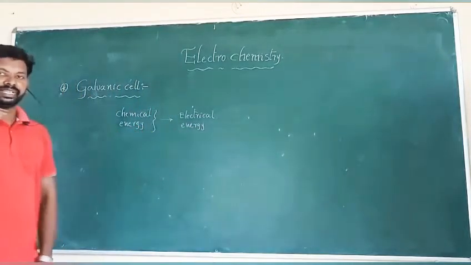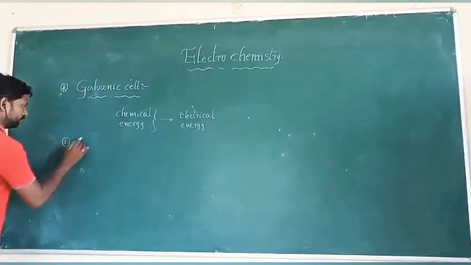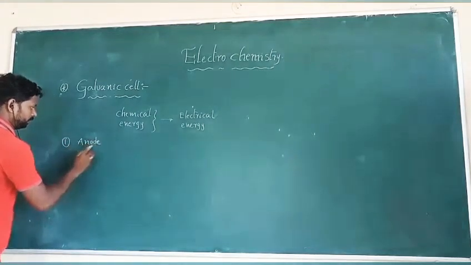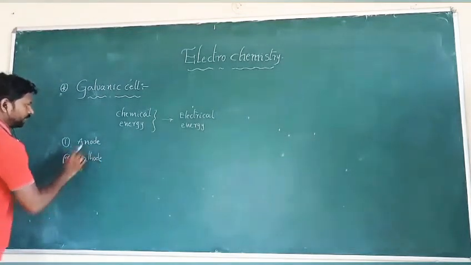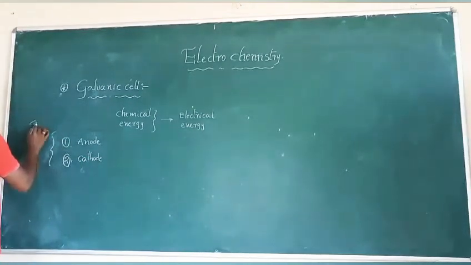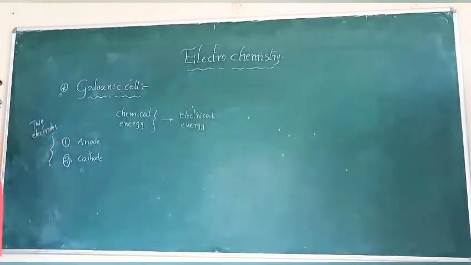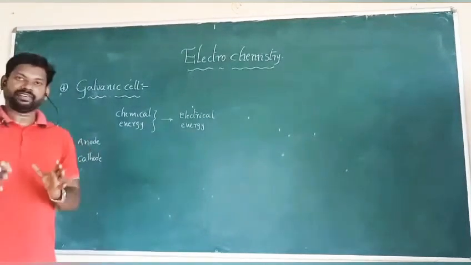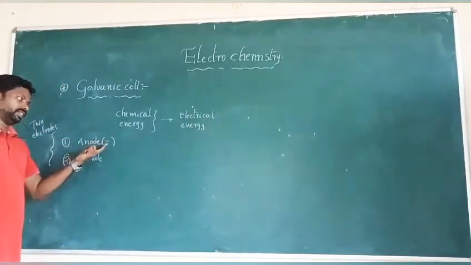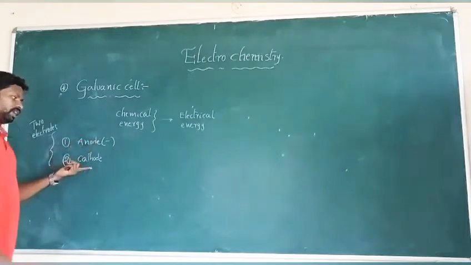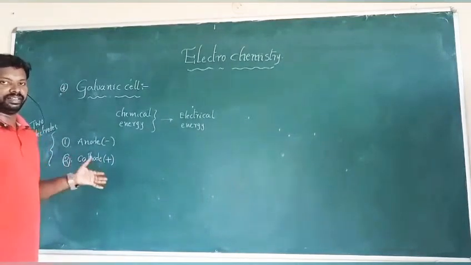In a galvanic cell, we are using two electrodes. The first one is the anode, and the second one is the cathode. The anode is the rod which has a negative charge on it. What is the cathode? The rod which has a positive charge on it is called the cathode.